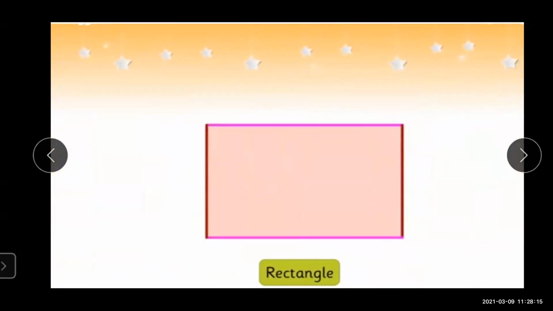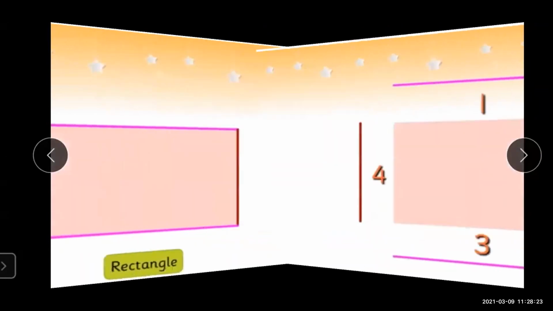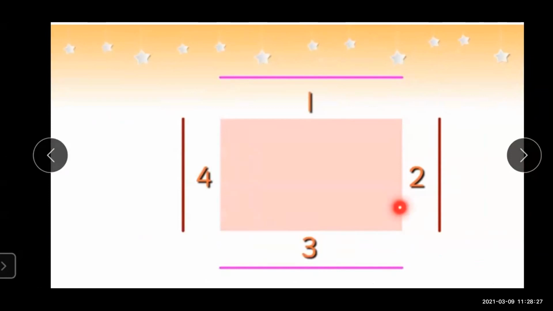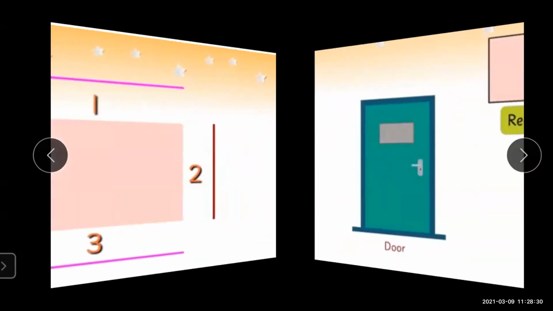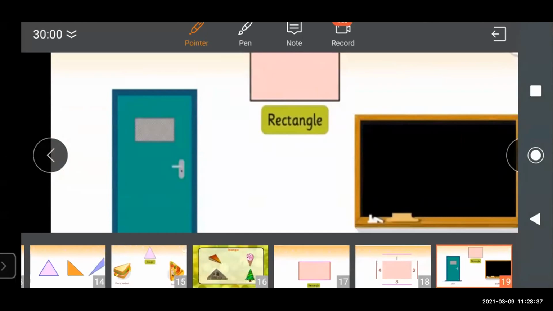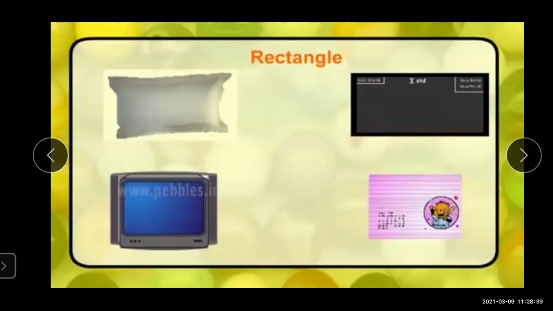Next, move on to rectangle. The opposite sides of a rectangle are the same. Eraser, you can see here. It also has 4 corners, that is a rectangle. Examples are a door and a blackboard. Some more examples are our blackboard, a cushion cover or cushion, television, and frames also.